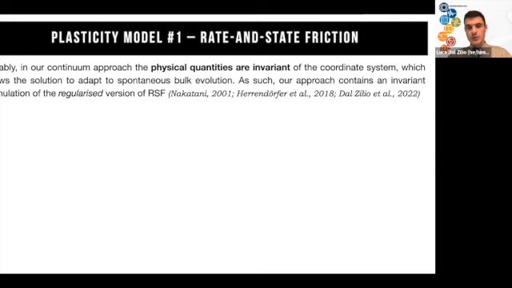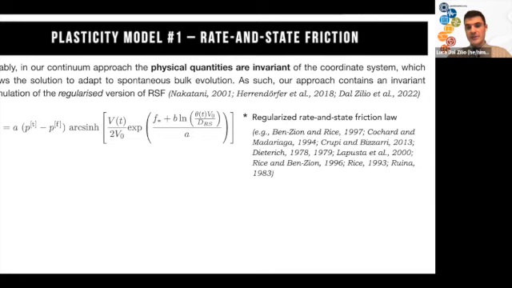The main difference compared to the classic formulation of rate and state friction is that our code is a continuum-based model, and therefore we have invariant quantities inside our system. So in this case, we don't take into account the effective normal stress, but the effective pressure, which is the result of the total and fluid pressure. And the formulation that you see here is the so-called regularized version that is typically assumed for seismic cycle simulations.